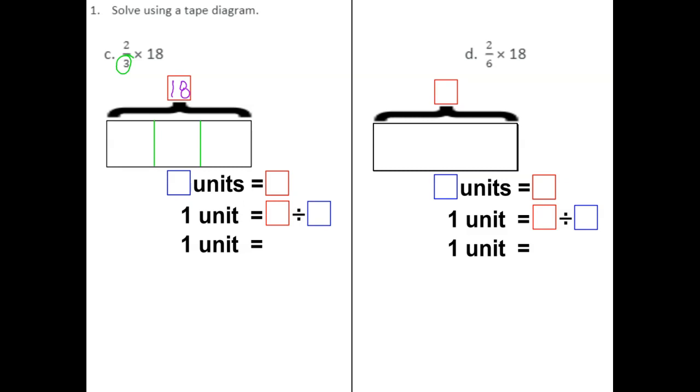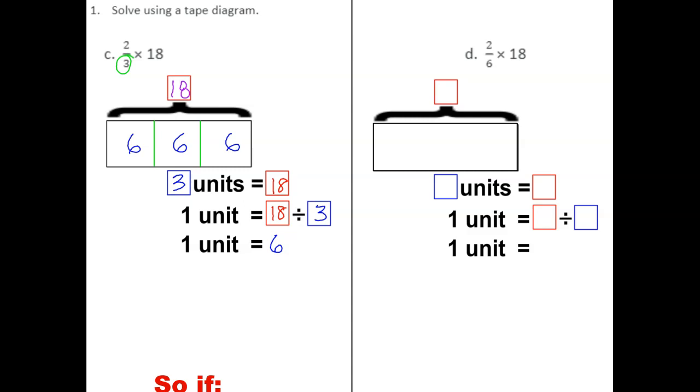2 partitions give me 3 units, and that equals 18. So that means 1 unit is going to be equal to 18 divided by 3. And of course, 18 divided by 3 is going to give us 6. So we have 6, 12, 18. All right, moving on to 1D.